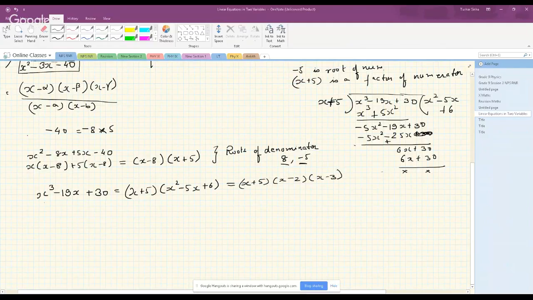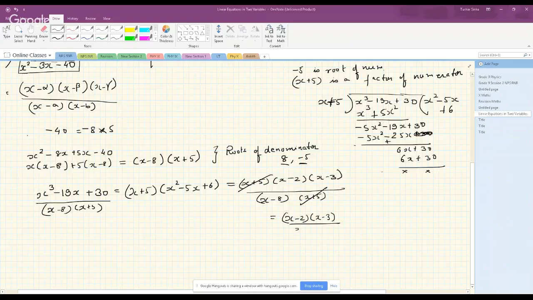This is the numerator. And what was the denominator? The denominator was simply x minus 8 and x plus 5. So you simply divide this by x minus 8 and x plus 5. Right? So this x plus 5, this x plus 5 goes. So you are left with x minus 2, x minus 3 upon x minus 8. This is the solution. Okay, I hope you got it. So this was the first question.